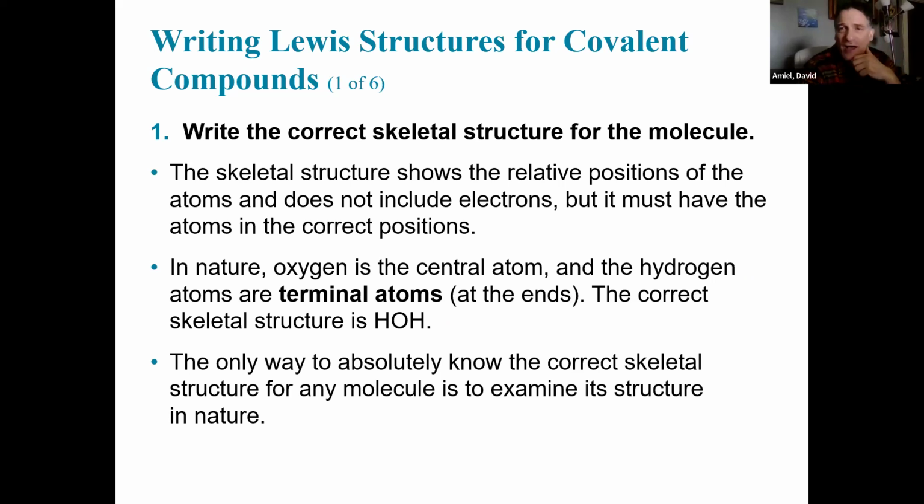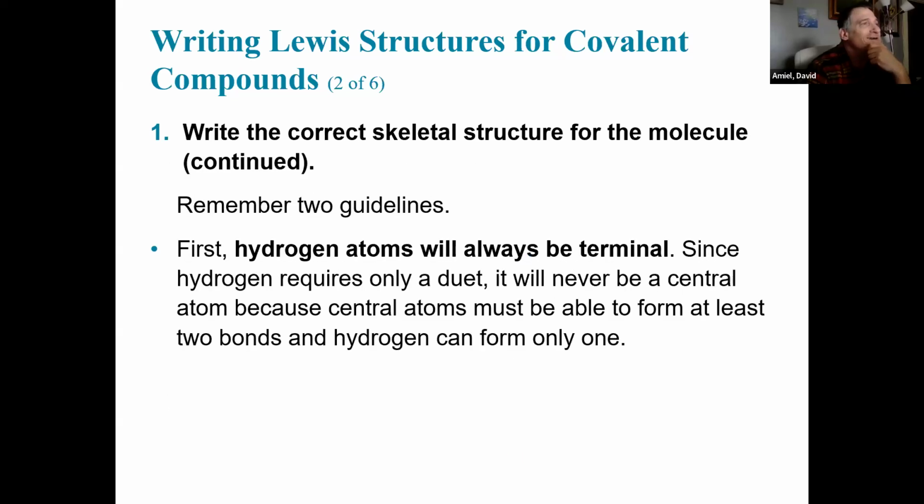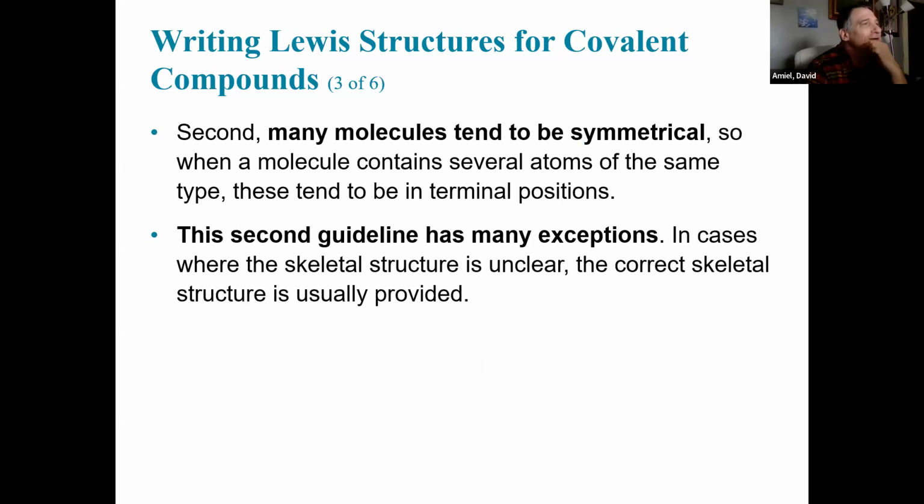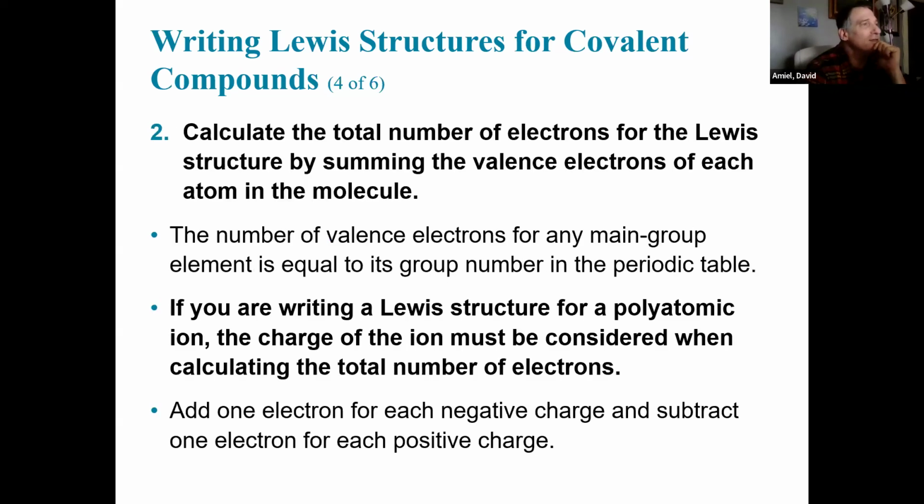Hydrogen is never the central atom. It's always the terminal atom because it can only bond with one other thing, because it only wants two. It obeys the duet rule. So for that reason, it's a terminal atom and will always be on the end. Like H2O, the two hydrogens are on either side. In this class, we're giving you the skeletal structure. You don't need to worry about rearranging the atoms. We're making it nice and easy.